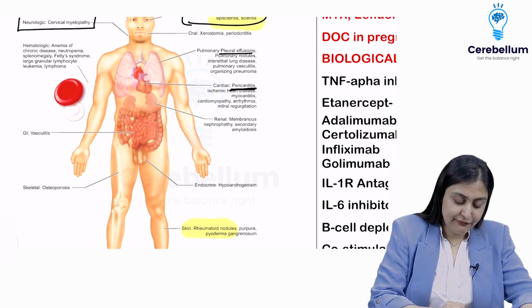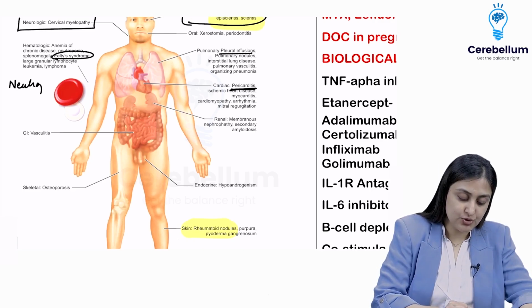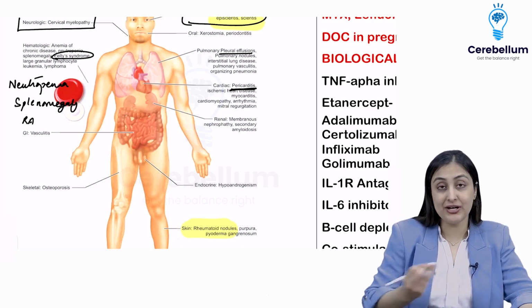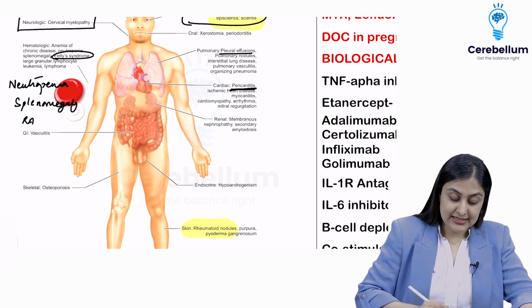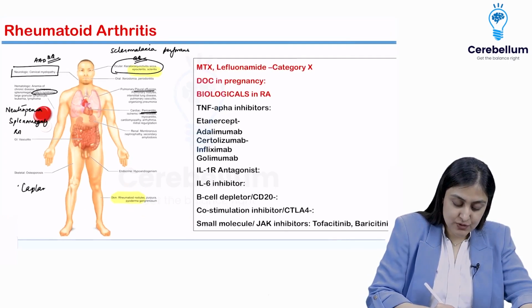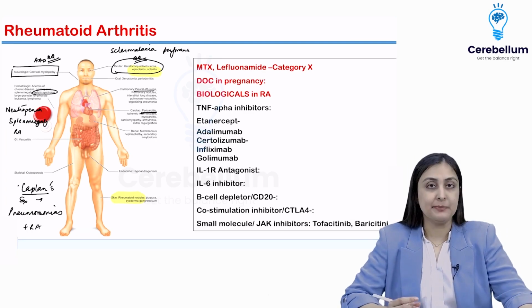You can also have Felty's syndrome, which is important. So in Felty's syndrome, you will have neutropenia, RA and splenomegaly. So neutropenia, splenomegaly, rheumatoid arthritis is Felty's syndrome. Also remember here you have Kaplan syndrome. So I'm sure you know this. Kaplan syndrome is pneumoconiosis with rheumatoid arthritis. Okay, so these 2 syndromes also you can keep in mind.